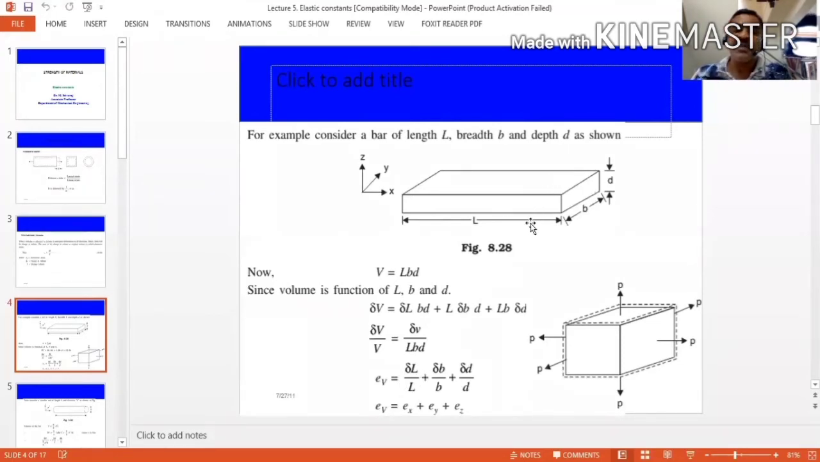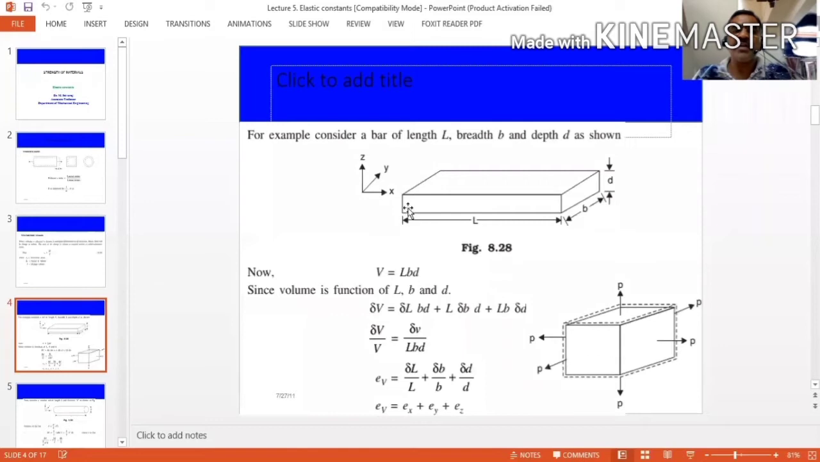Then the strain along x direction is delta L by L, that is Ex. Similarly, strain along y direction, delta B by B, that is Ey. And similarly, strain along the vertical direction, delta D by D, that is Ez. Now, volumetric strain is equal to Ex plus Ey plus Ez.